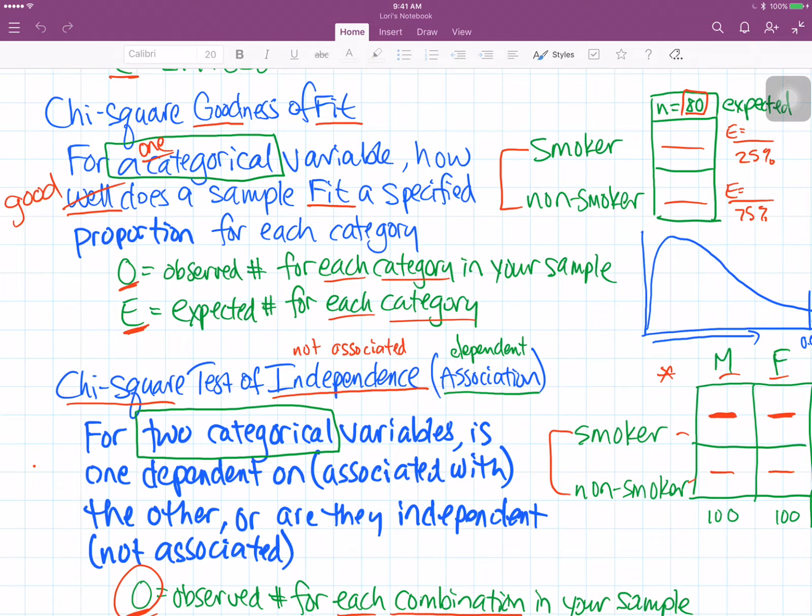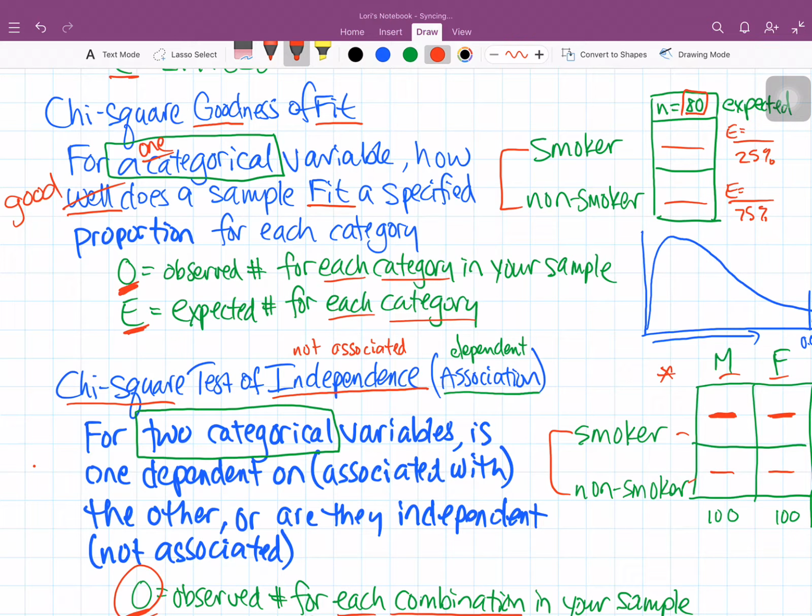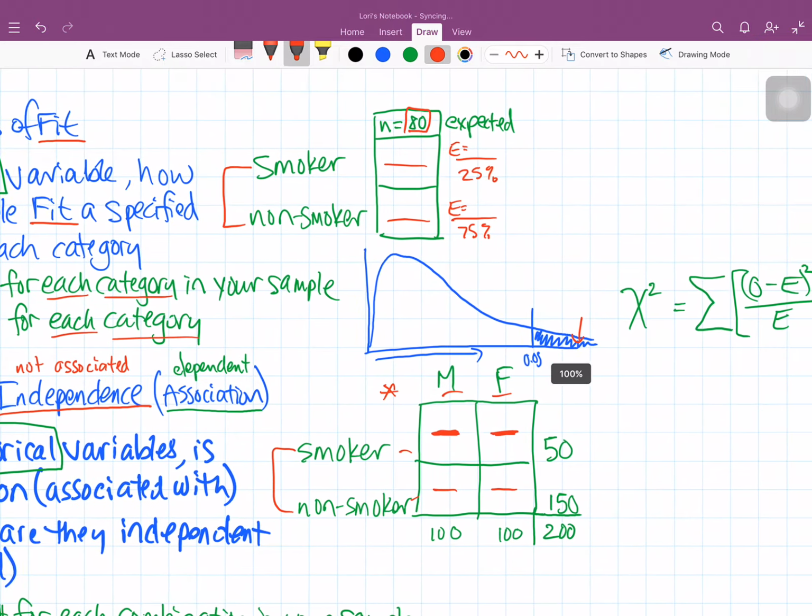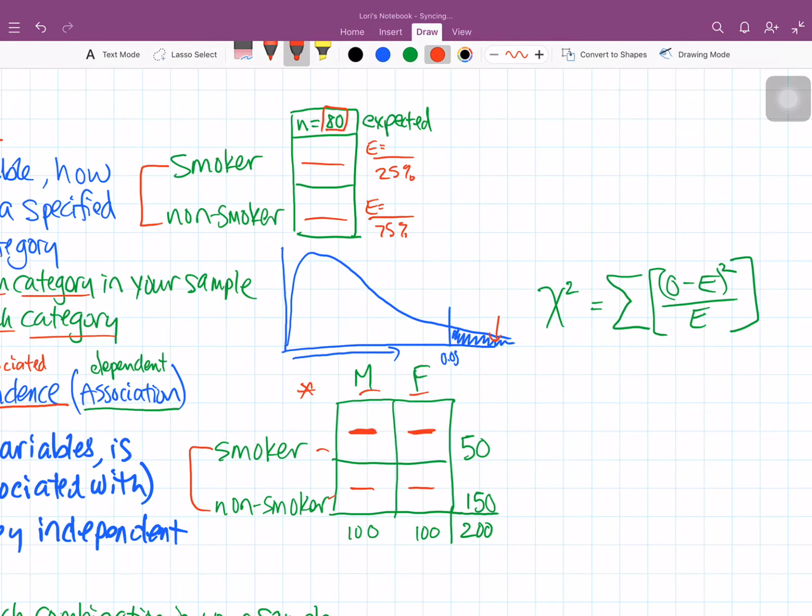So in terms of the chi-square goodness of fit, remember the two things that we need to know specifically are the observed number for each of the categories, and we also need to know the expected number for each category. So the first thing that I'd like to show you is how we calculate that expected value. So here we have our example. We have smokers and non-smokers, and we have drawn this sample of 80 individuals. And our first inclination is to just look at how many were in each category.